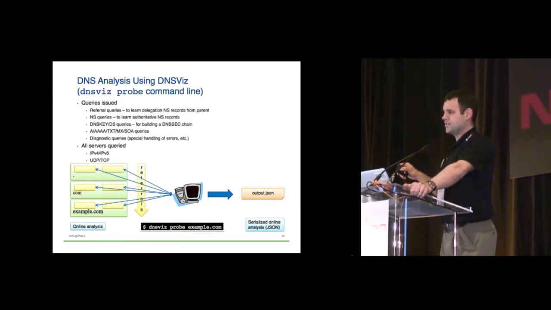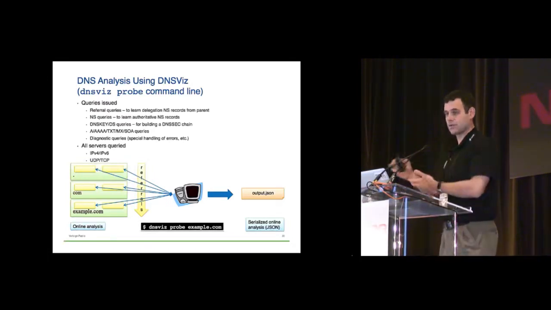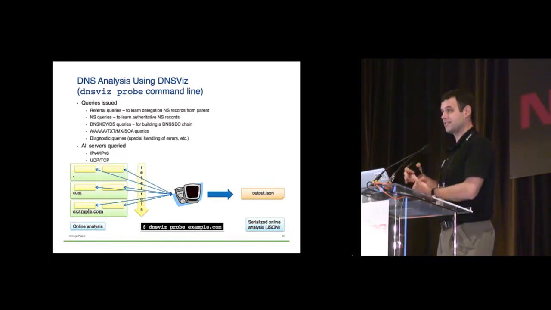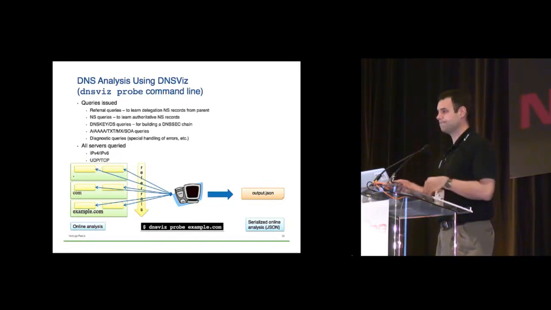DNSViz has several subcommands, and one of them is probe, which, if you use DNSViz probe, will go out to authoritative servers or recursive servers, issue the necessary queries it needs to analyze the entire chain of trust, and give you some type of assessment of that. It'll put it in a serialized JSON output. It'll do IPv4, IPv6, UDP, TCP, and some special diagnostics along the way. That's DNSViz probe.